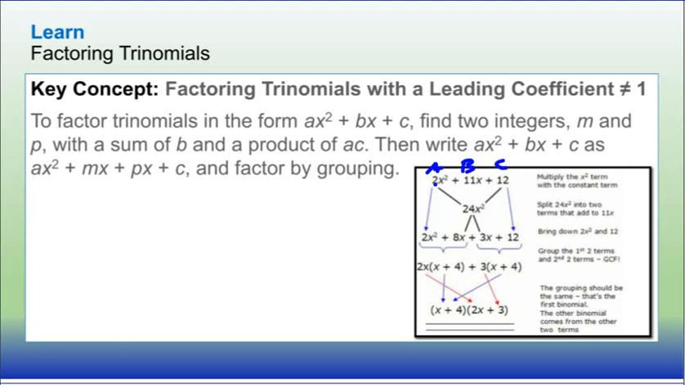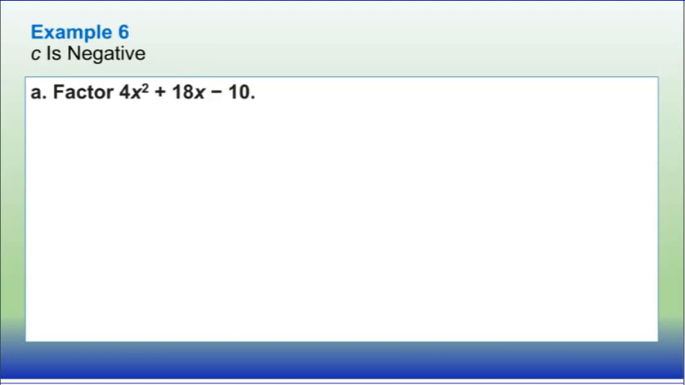My first step is to multiply my A and C together. If I have a new C, then I can use that to factor. But your very first step would be, if you can factor out a greatest common factor, do that first. Let's take a look at an example. Here I have 4x squared plus 18x plus 10. I can factor out a 2, and that leaves me with 2x squared plus 9x minus 5.